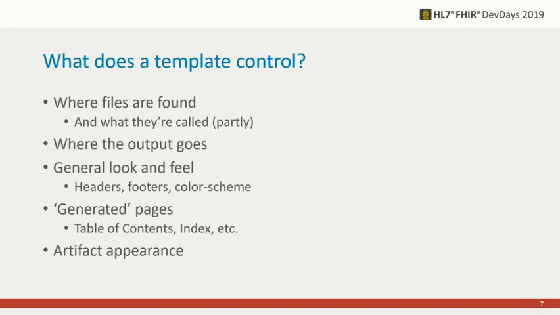It also generates some of the pages, so things like a table of contents or an artifact index, or if you wanted to have a boilerplate license or something else that always shows up in your implementation guides, that can be part of your framework. And then obviously how your artifacts themselves appear. What do you see when you look at a value set? What do you see when you look at a profile?